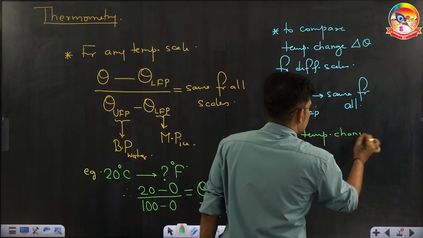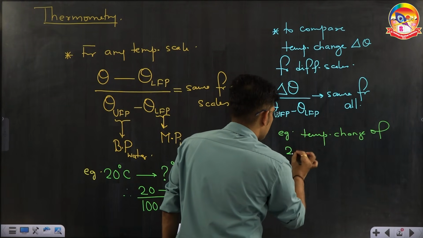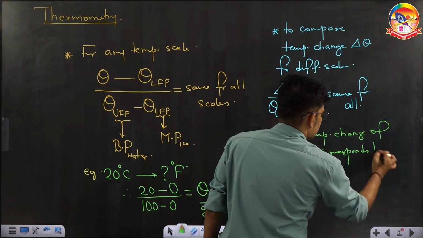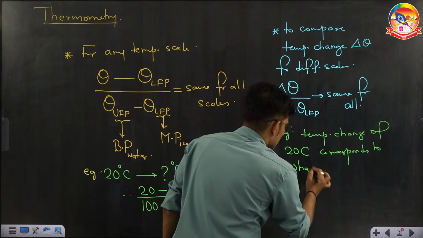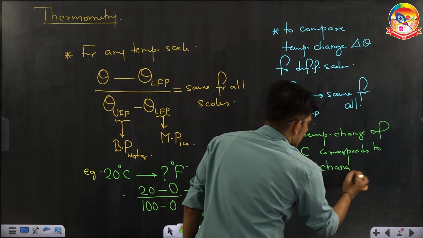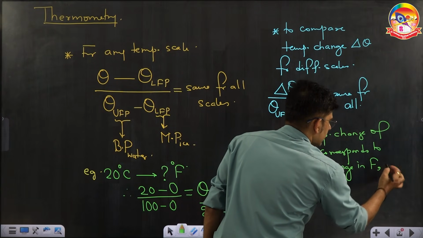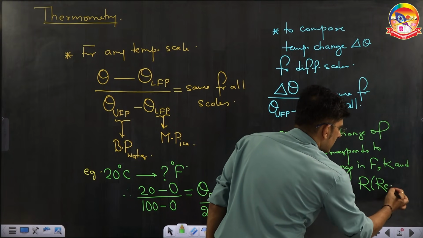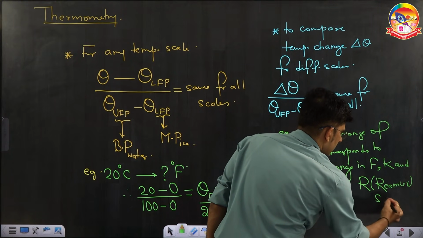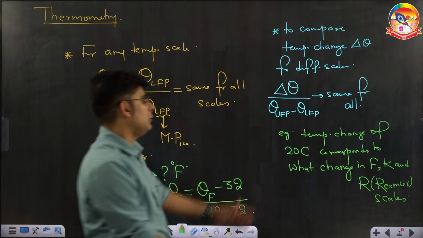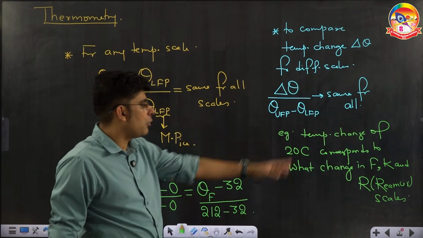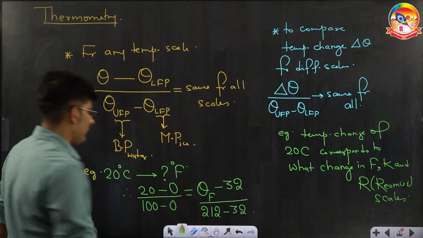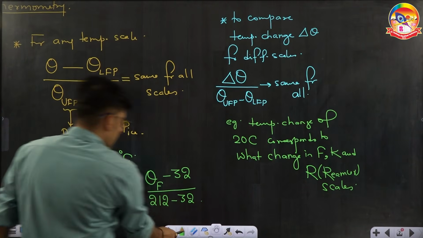Next, if we see temperature difference, if they say a temperature change of 20 Celsius corresponds to what change in Fahrenheit, Kelvin and R, which is the Reaumur scale. So if they ask you that we have a temperature change of 20 Celsius, what change will it correspond to in Fahrenheit, Kelvin and Reaumur scales? Well, this also we can do very easily and very quickly.